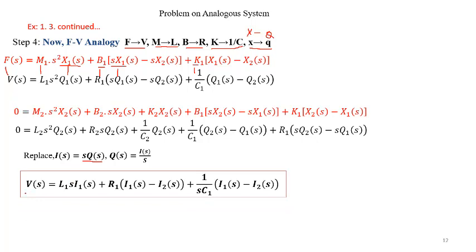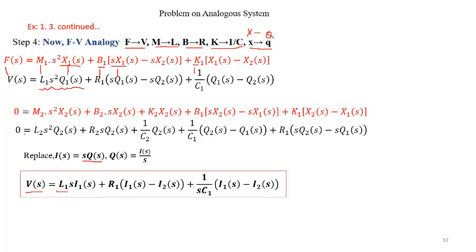So here V of S will be V of S. Then L1 is there itself only, S square Q1 of S is replaced by S into I1 of S. R is there itself only, S into Q1 of S is replaced by I1 of S. S into Q2 of S is replaced by I2 of S. Now here Q1 of S is there, that will be replaced by I1 of S by S. Here Q2 is replaced by I2 of S by S. So S is common, so it is taken out, and we get I1 of S minus I2 of S. Means we are writing voltage in the form of current, V is equal to I into R form. So in this form we are writing.